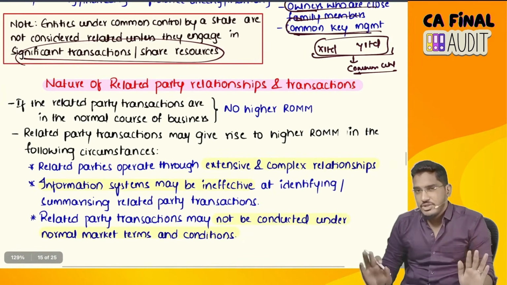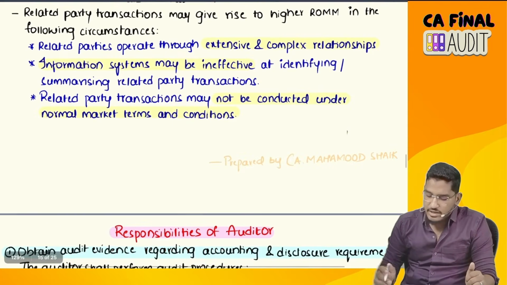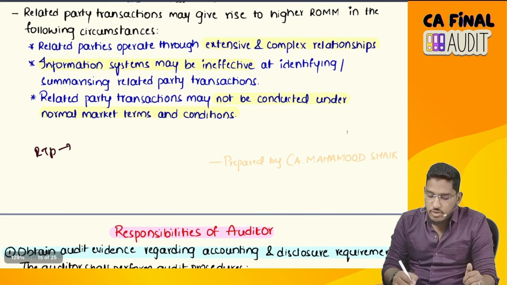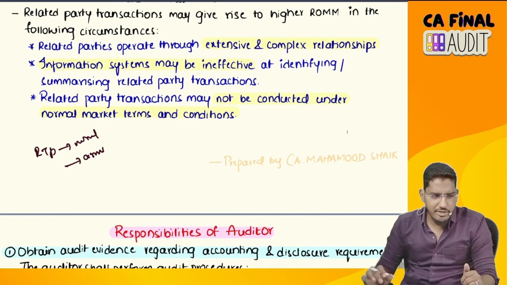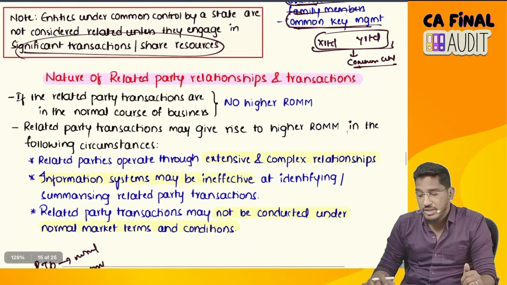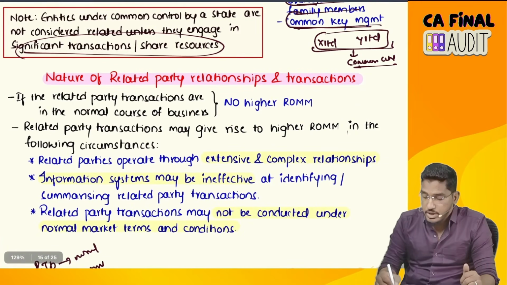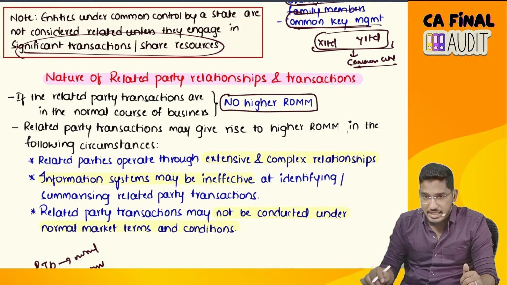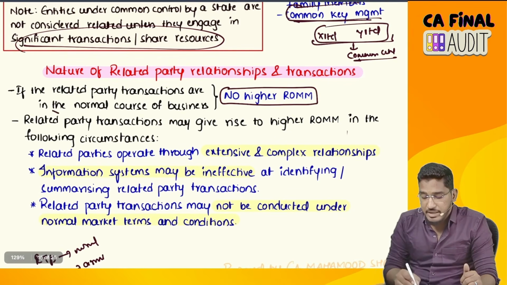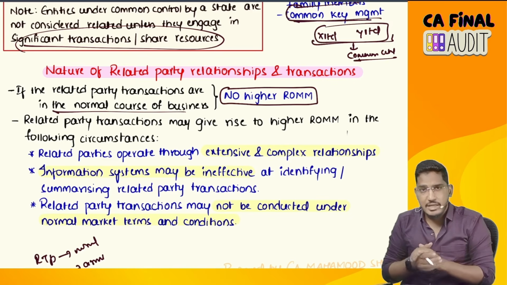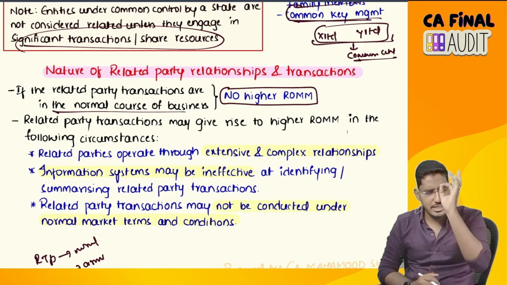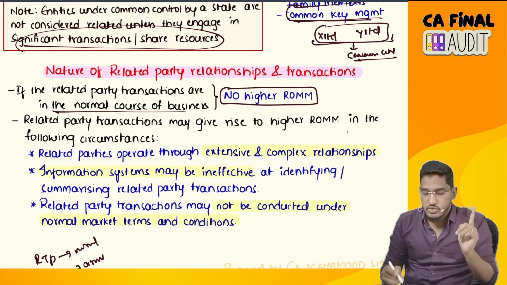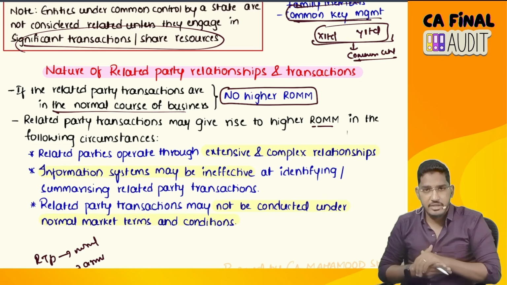Then, sir, what is the nature of related party transactions? See, generally, if the related party transactions are happening in the normal course of business, and if they are happening at arm's length price, then we need not worry about it. They might not carry a high risk of material misstatement. But in some circumstances, the risk of material misstatement is very high for related party transactions.